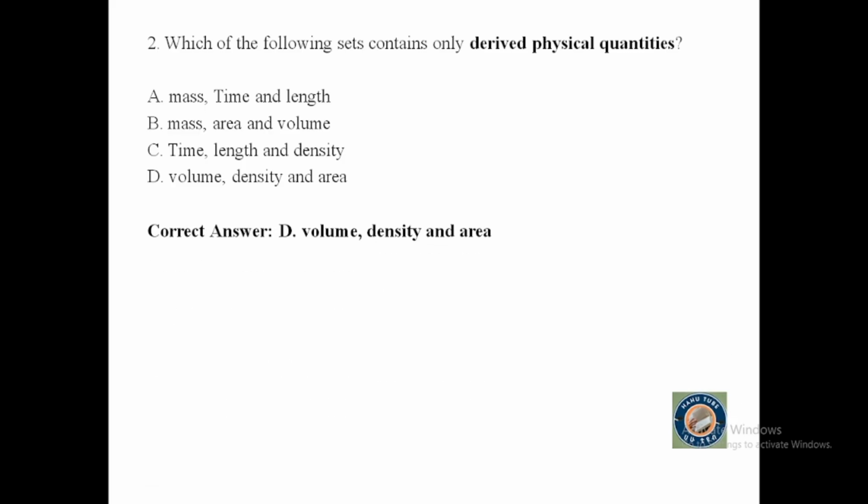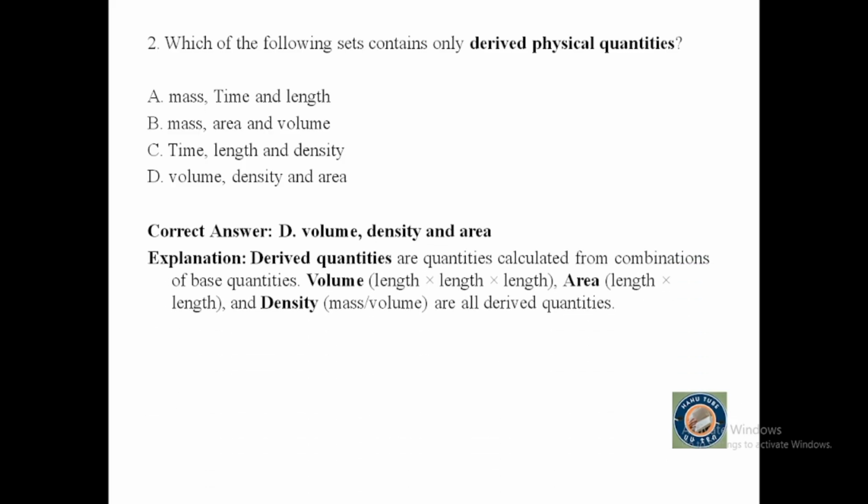The answer is volume, density and area. Derived quantities are quantities calculated from combinations of base quantities. Volume is derived from length times length times length. Area is from length times length. And density, which is equal to mass over volume, are all derived quantities.